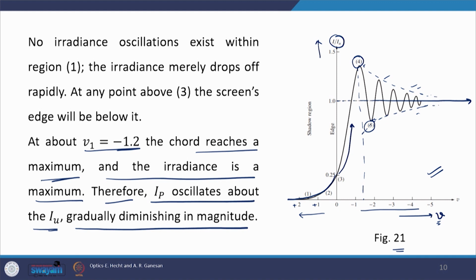And if we are at some point which is very far from the edge, then it will ultimately lead to IU, which is the irradiance due to the unobstructed source, which is very much obvious also. If we are very far from the edge, it is almost unobstructed and we will see irradiance equal to IU. Now, let us consider another case of diffraction, which is by a narrow obstacle.